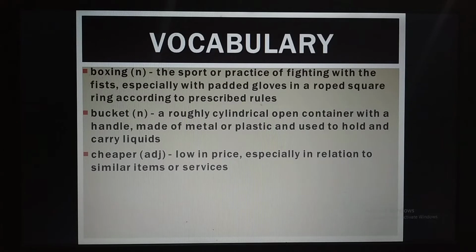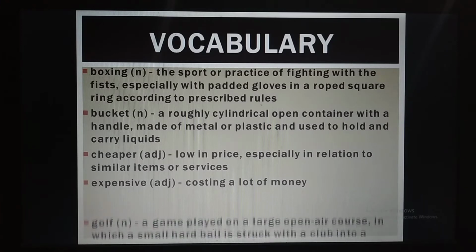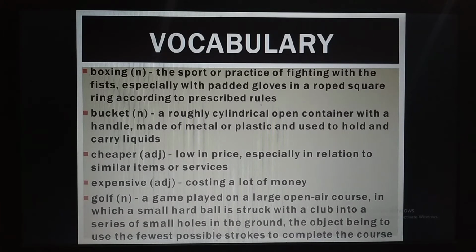Cheaper. Next word is expensive. Expensive means costing a lot of money. That is expensive. Next, golf. Golf is a game played on a large open-air course in which a small hard ball is struck with a club into a series of small holes in the ground, the object being to use the fewest possible strokes to complete the course.